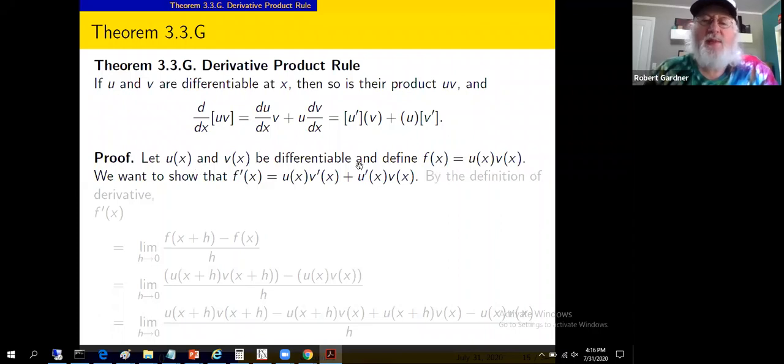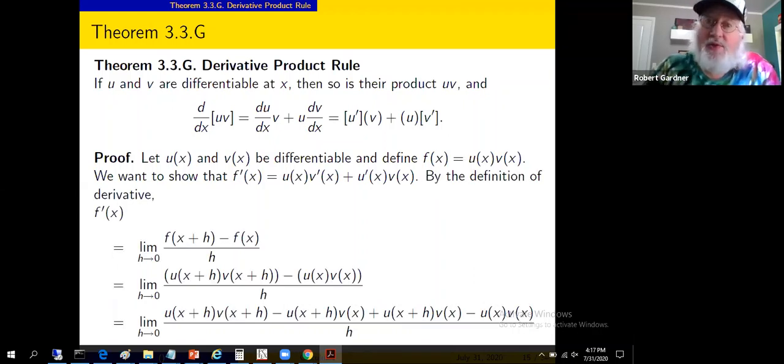So take u and v to be differentiable, define f of x to be the product u of x times v of x. We want to show f prime of x, the derivative of f, is u of x v prime of x plus u prime of x v of x. Okay, that's what we have up here. The addition's done in a different order. Of course, that doesn't affect anything. The computation will produce this that we're about to show. And then, of course, that's the same as what we have up here. The u prime is here, the v is here, the u is there, and the v prime is there. So everything's the same, just the addition's in a different order.